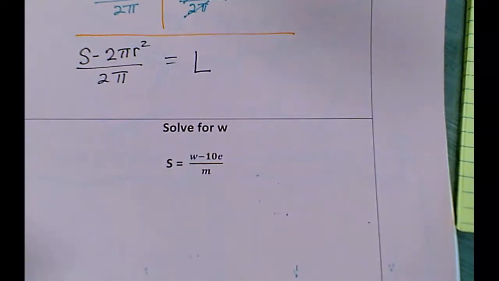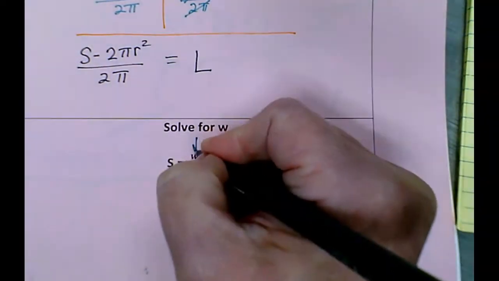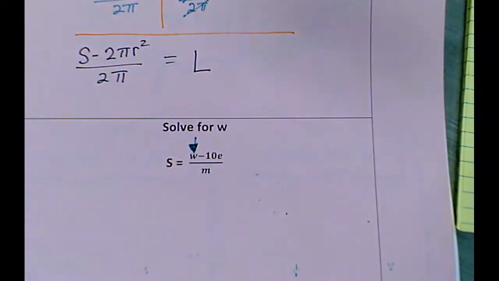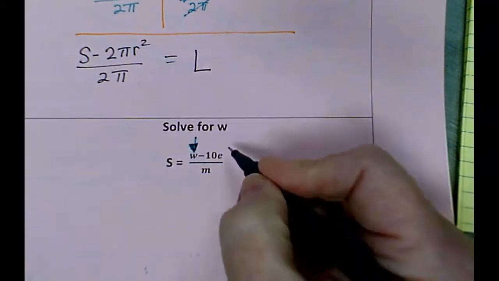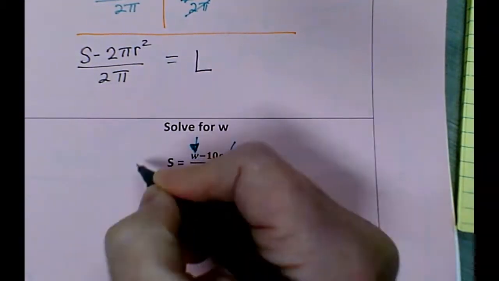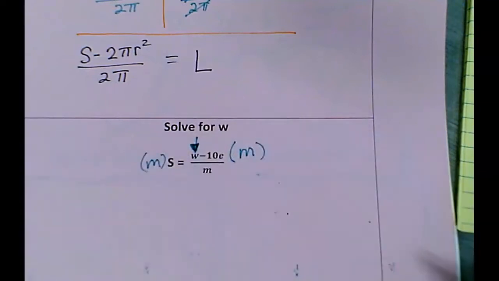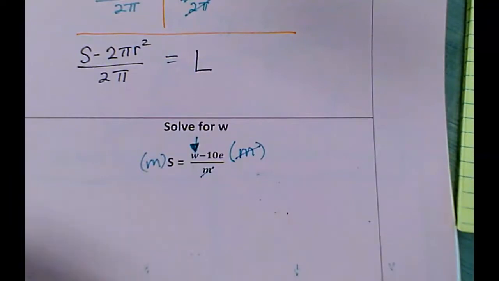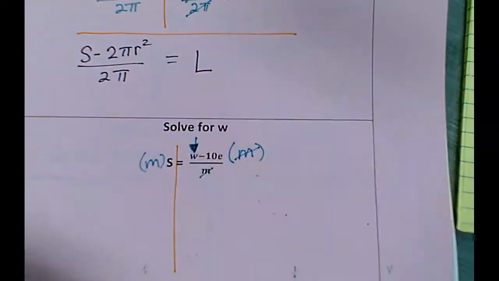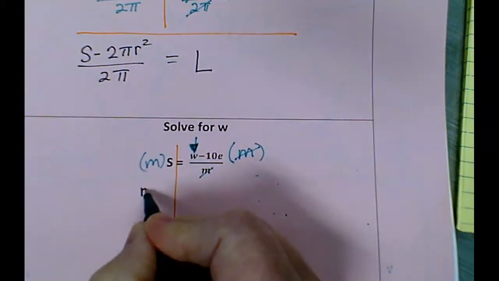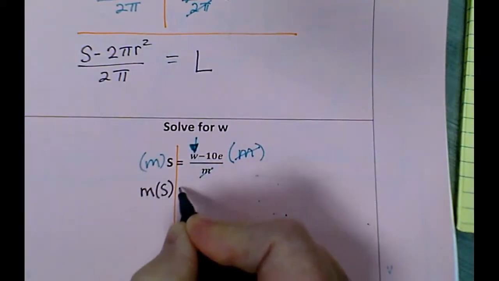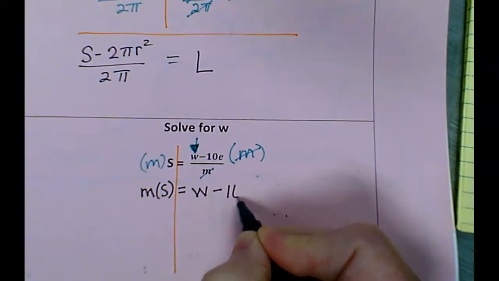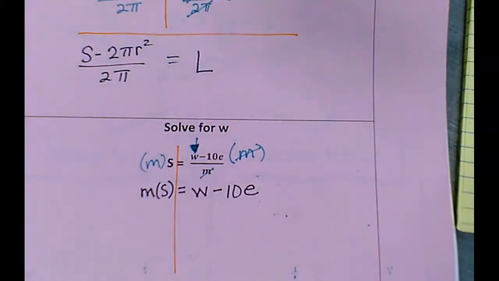On this problem right here, we are going to solve for W. W needs to be by itself. The first thing I need to do is get rid of the denominator. I cancel the denominator by multiplying by m. So on this side of the equation, I have m times s. That canceled out, so w minus 10e.